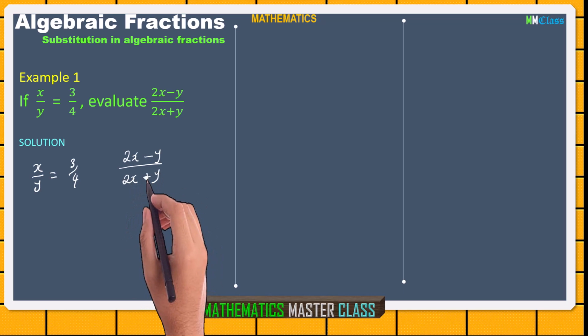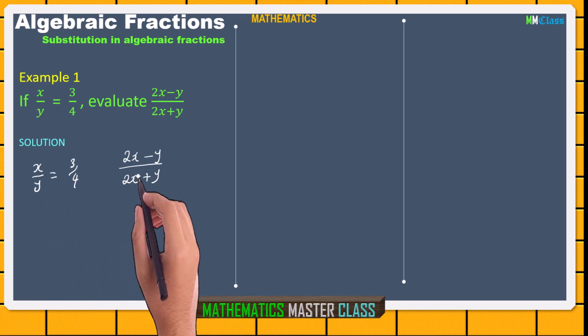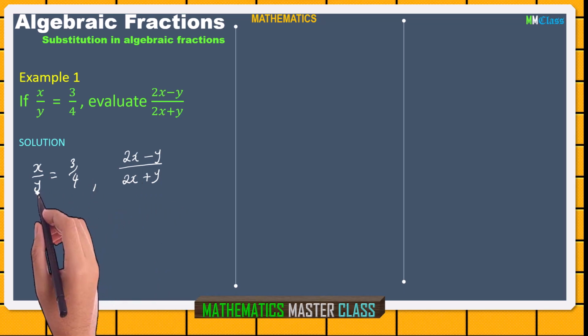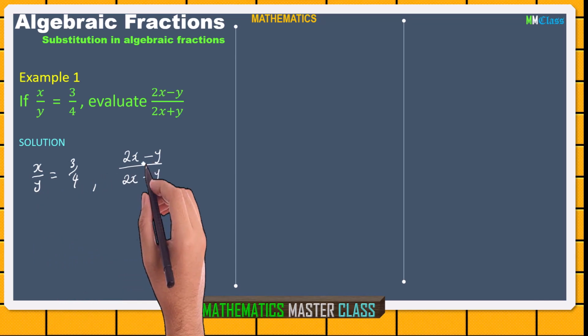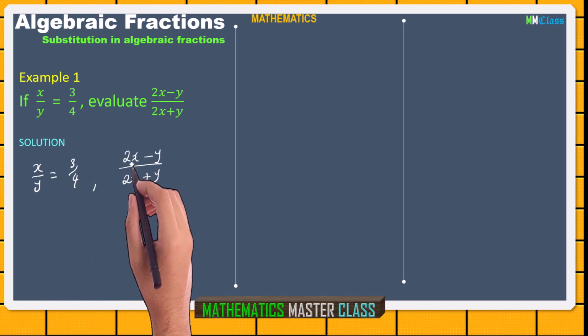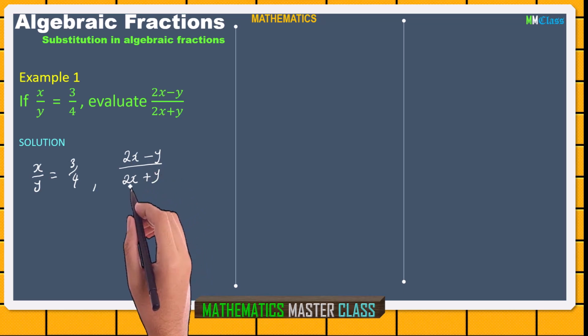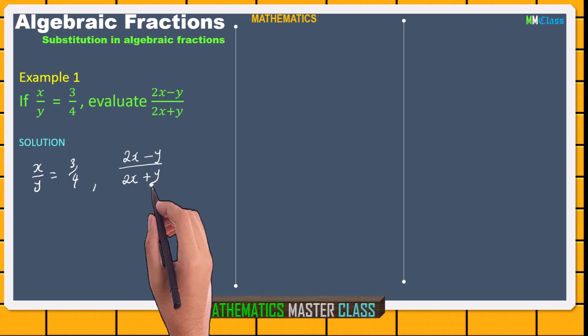But remember, in the question, we do not have x over y. So what we are going to do in this case is to divide all the terms by y. We divide 2x by y, we divide y by y, we also divide 2x by y and plus y by y. So this is how we are going to do it.